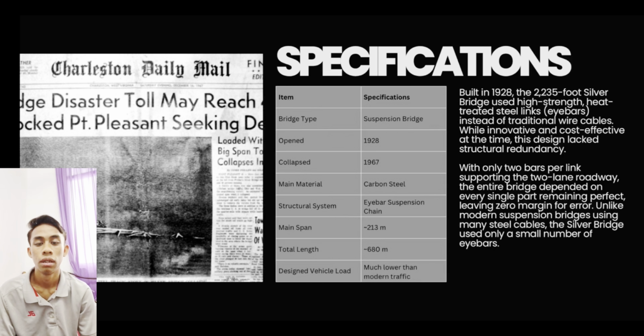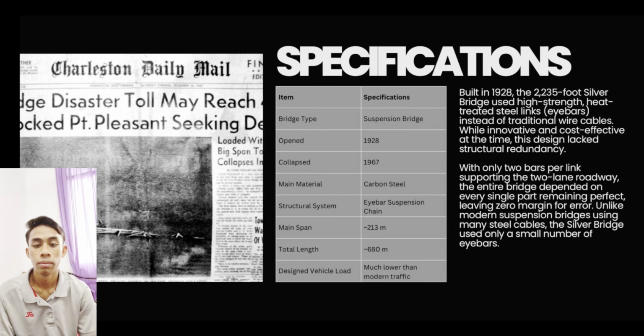The bridge had a main span of approximately 213 meters and a total length of around 680 meters. The structural system consists of steel I-bars that carried the load from the roadway to the supporting towers. Although the design was efficient and economical, it had a major weakness. Modern suspension bridges usually have a high degree of redundancy, meaning that if one of the components fails, other components can continue carrying the load and prevent total collapse.